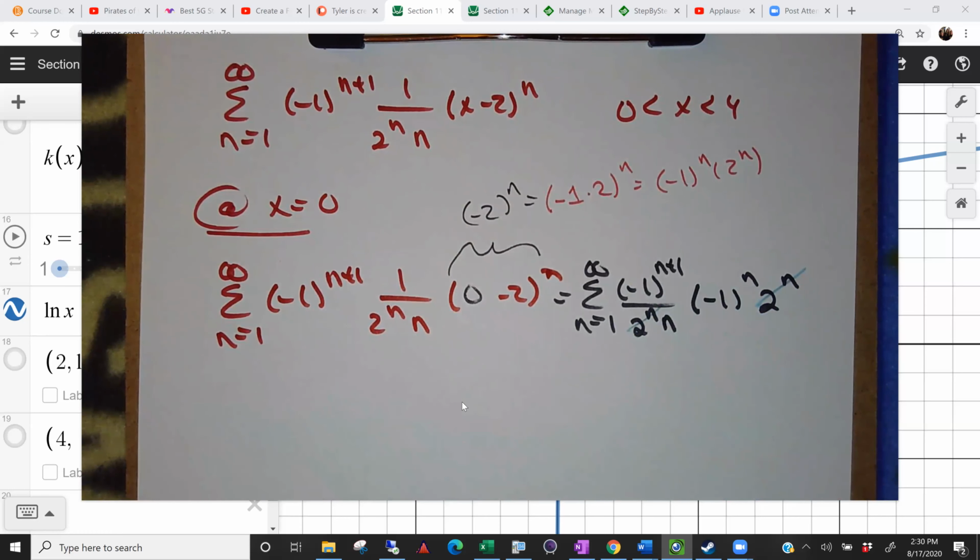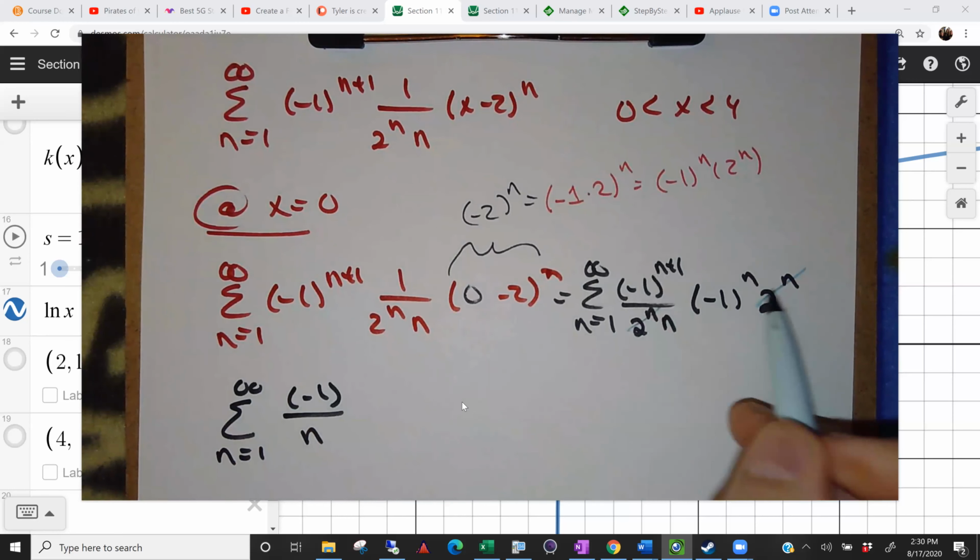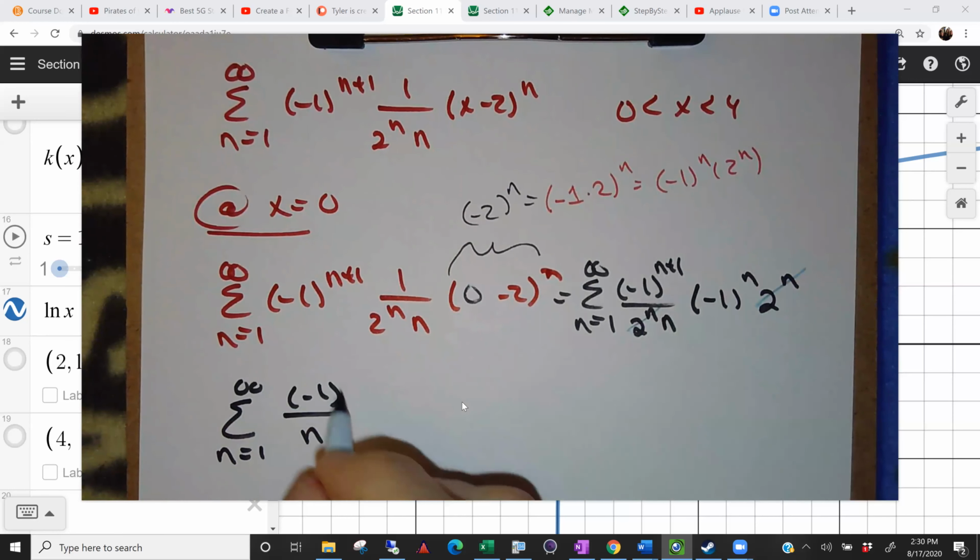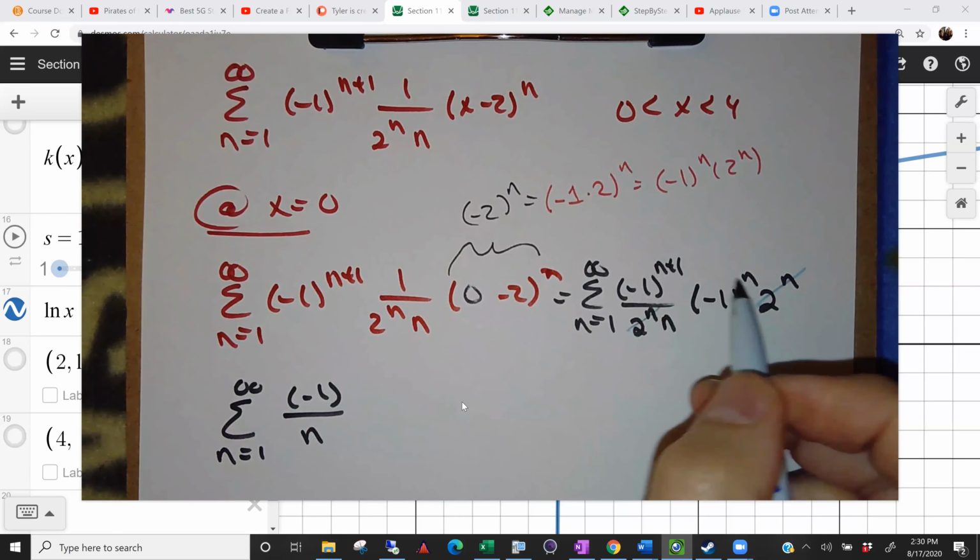This and this have the same base, right? So you add their exponents. The sum from n equals 1 to infinity of -1. What happens when I combine these? What do I get when I add these together? This is a 2n plus 1. Nice. Now, we've run into 2n plus 1 before.